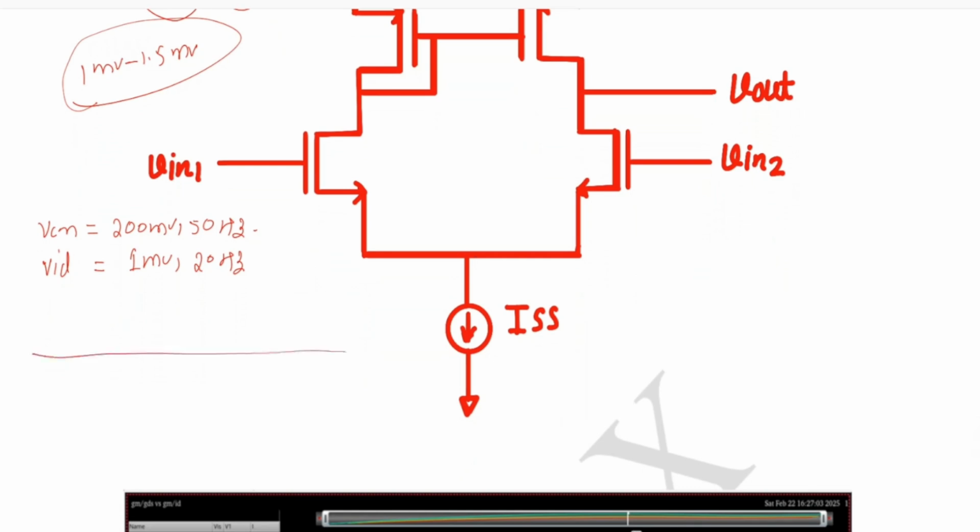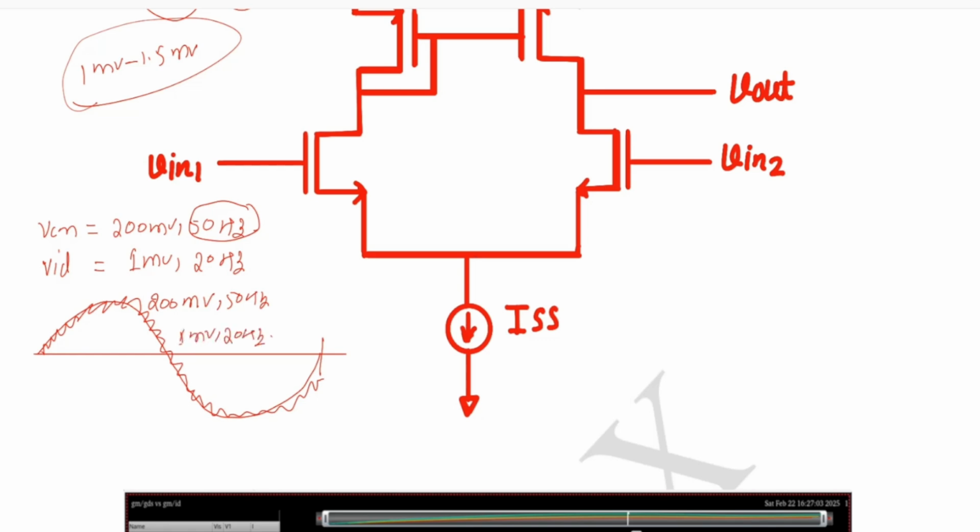So how will it look? 50 hertz is a 20 millisecond time period. This will be a 200 millivolt, 50 hertz signal, and on top of that will be the differential signal, 1 millivolt, 20 hertz. You may see this and get confused that this is your noise and this is your signal, but that's not true. This large one is your noise and this small one is our main signal.